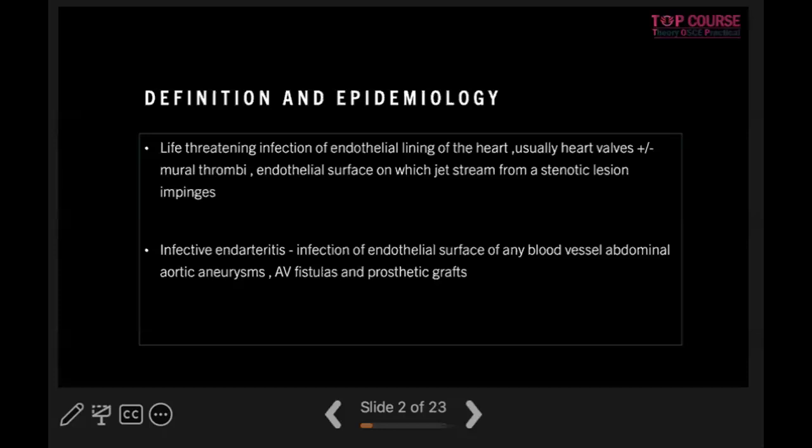What is infective endarteritis? It is the infection of the endothelial surface of any blood vessel, like a previously damaged vessel, for example in cases of aneurysms or vessels which have been manipulated externally because of fistulas or grafts. These are some of the potential sites where you could have a thrombus as well as a secondary bacterial colonization. So this is called infective endarteritis, which could similarly manifest as in endocarditis, because ultimately it is the septic emboli passing on to various organ systems, right?